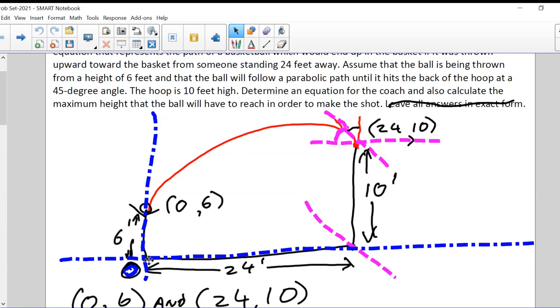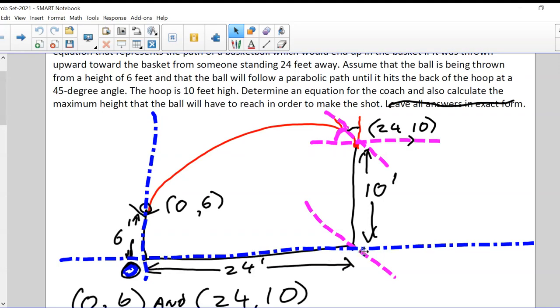So think about this dotted line here as being the x-axis on a coordinate Cartesian grid, and this dotted line here as the y-axis. If this person is standing right next to the y-axis and is 6 feet tall, or he's throwing it from 6 feet, is what I should say, then the ball is launched from the point (0, 6). Hopefully everybody can understand that.